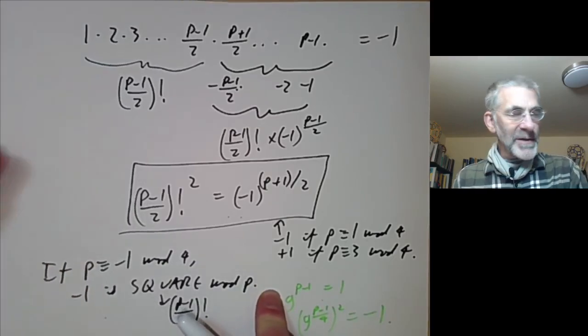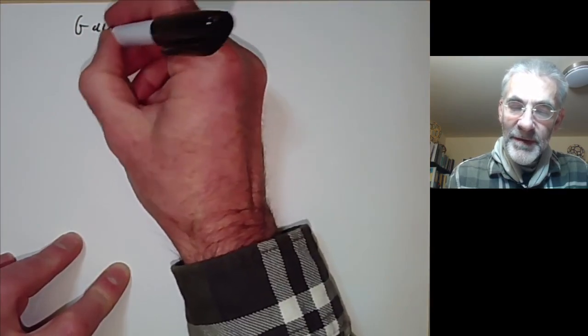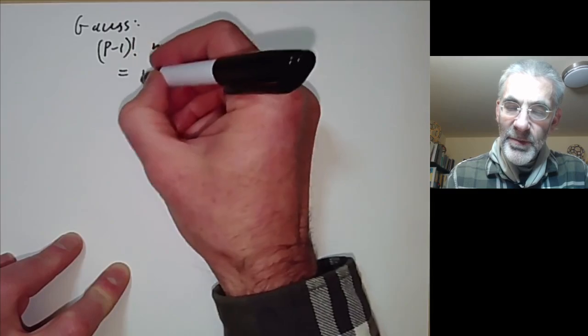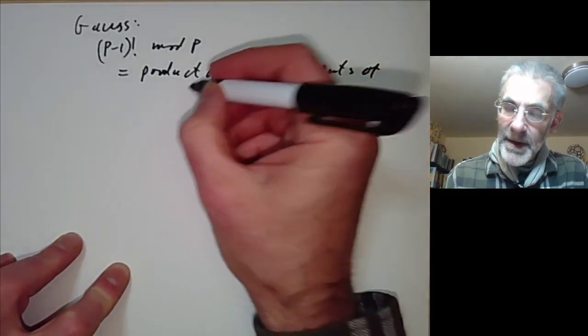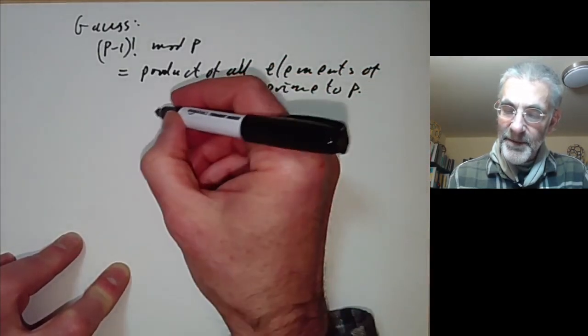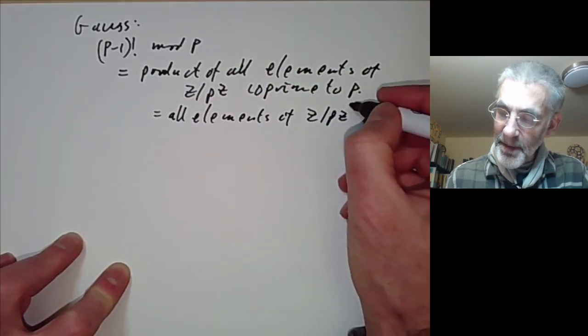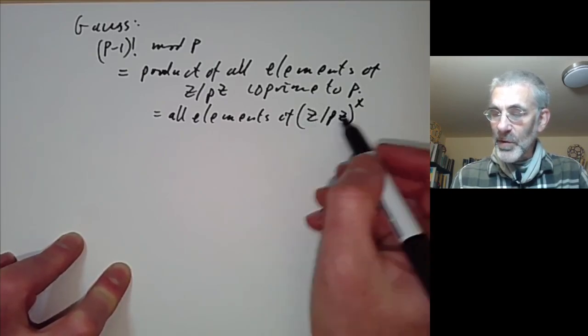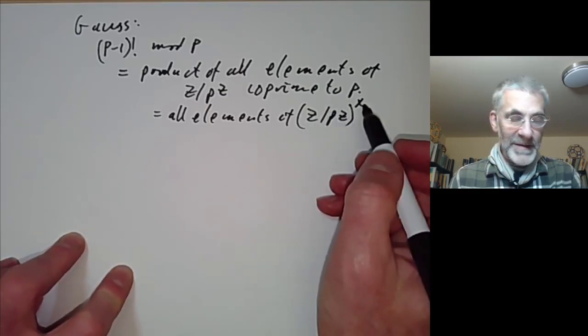That's one generalization of Wilson's theorem to things that are not primes, but it's not really a very satisfactory generalization. There's a better generalization due to Gauss. Gauss pointed out that (p minus 1) factorial mod p is equal to the product of all elements of Z modulo pZ that are coprime to p. In other words, all elements of (Z modulo pZ) star. You remember this is all non-zero elements, all elements modulo p that have inverses.